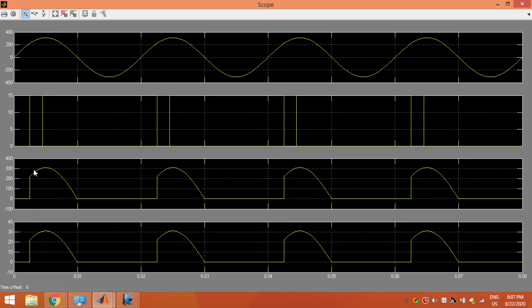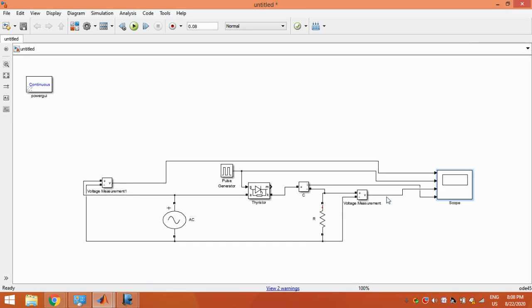My output voltage is building at 45 degree slowly, and then it quenches off at 180 degree, right? Since it is a resistive load, whatever my profile of my voltage, that is the replication here in my current. So this is the half-wave rectifier.